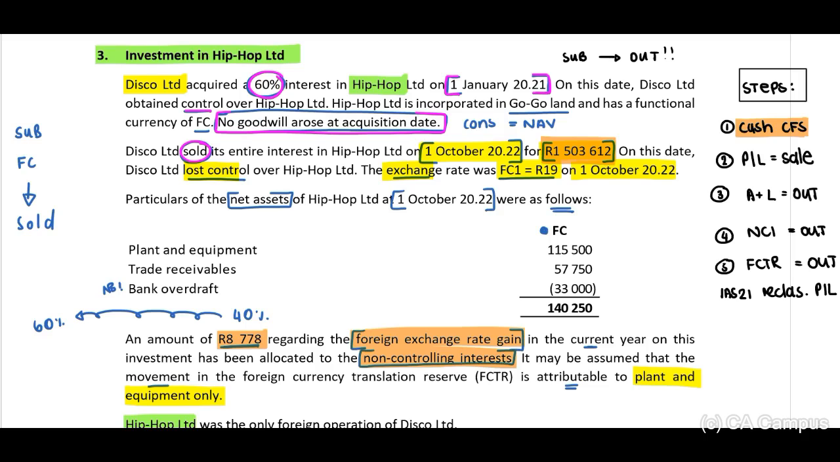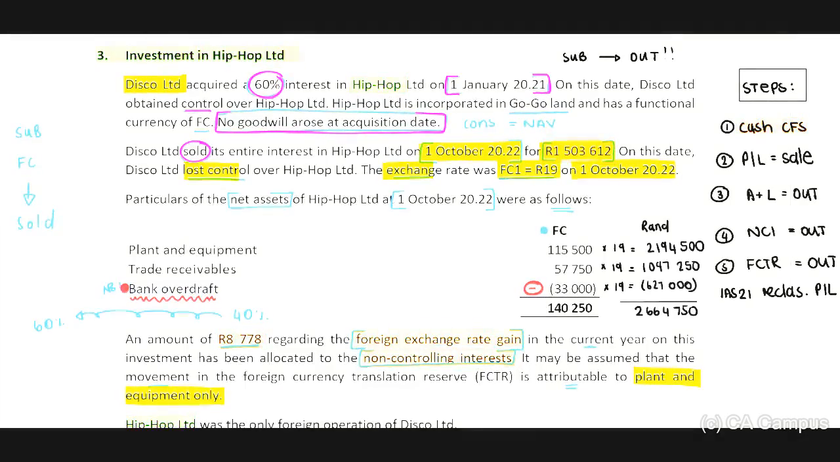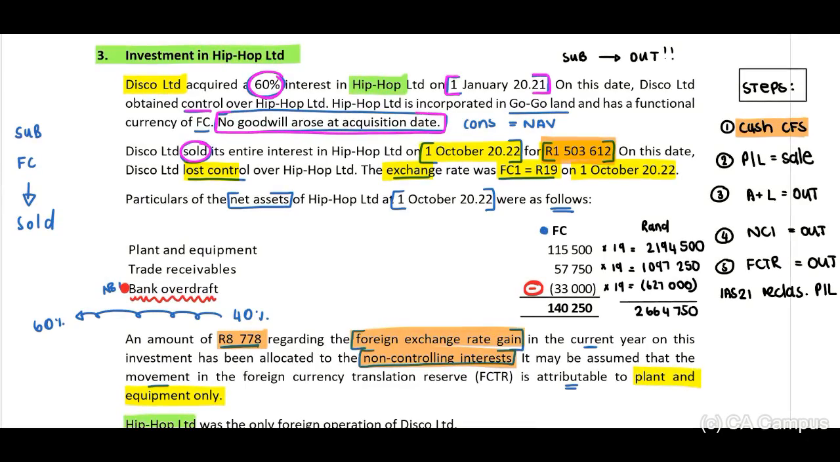Our bank account. Remember, now when we look at this, there's a bank overdraft. Therefore, this is a negative. This was included in our group records. But first, we need to obtain the Rand value. Therefore, if we have our plant and equipment, we times this by 19. If we have our trade receivables, we times this by 19. And our bank, we times this by 19. We need to take this out.